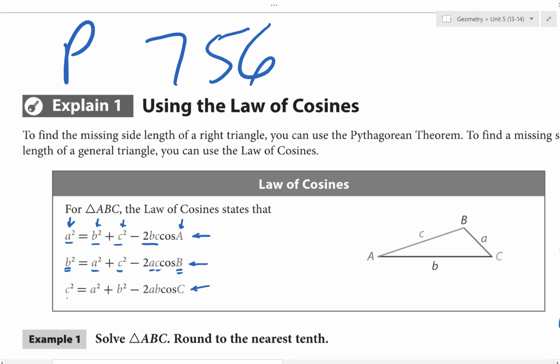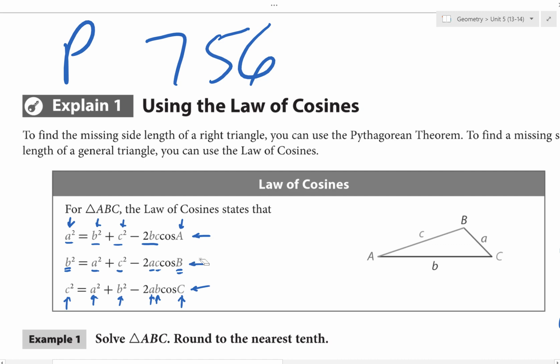And then same thing with the third one, little c here, so big C is the angle that we're going to use. And then the other two sides are a and b, so a and b go here as well. So we have the same pattern for all three of these. So if you memorize just one of those, then you know the other two are exactly the same.